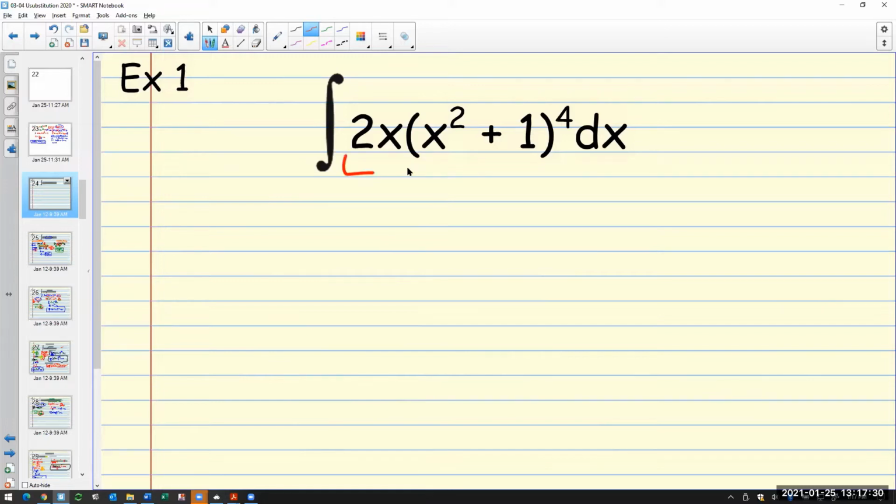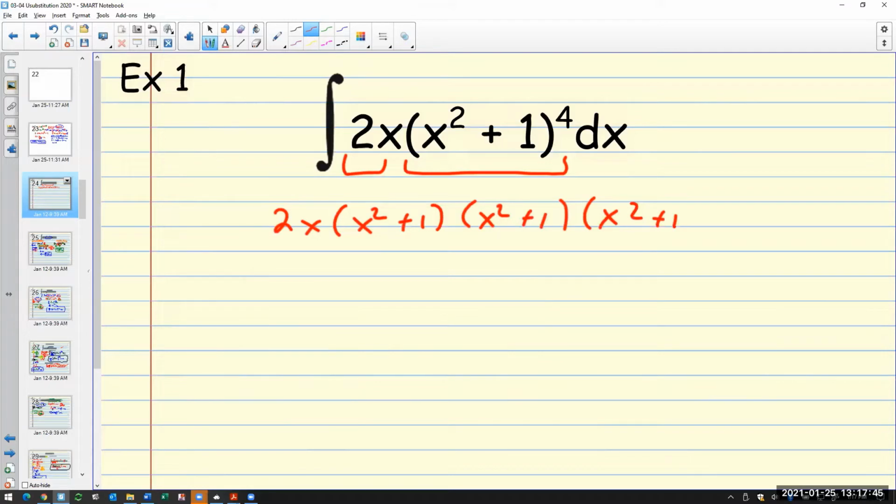Do you see that this is two things multiplied together? So do you see it's product rule? You want to get it out of product rule because you can't do product rule. So what you do is you'd say 2x times x squared plus 1 times x squared plus 1 times x squared plus 1 times x squared plus 1 dx. And then you'd FOIL all of these. Does that make sense? And do you see what a big mess it would be to FOIL all these?